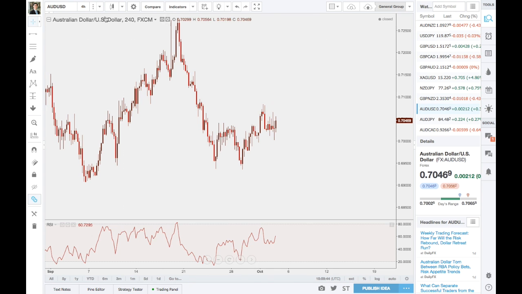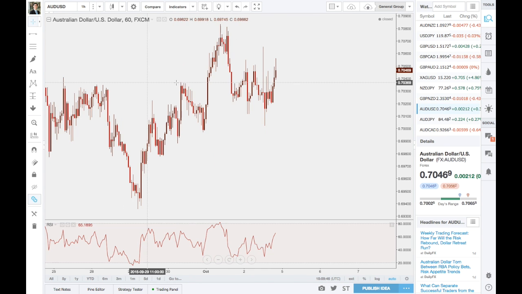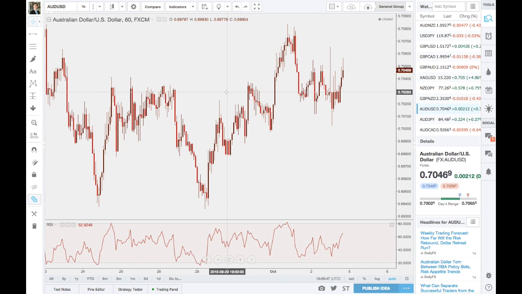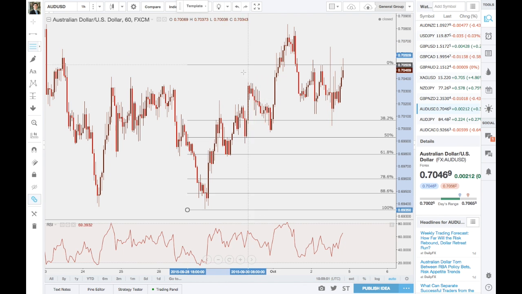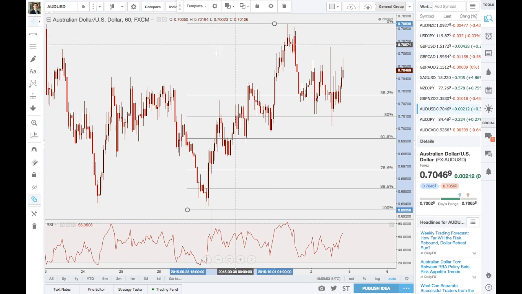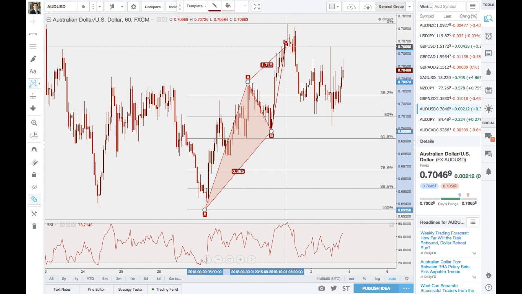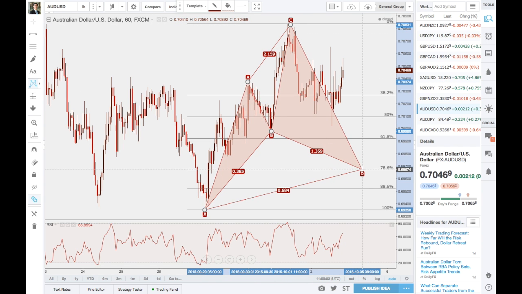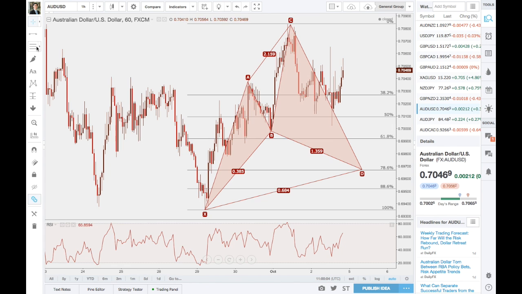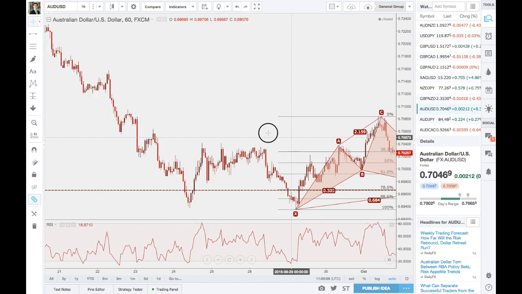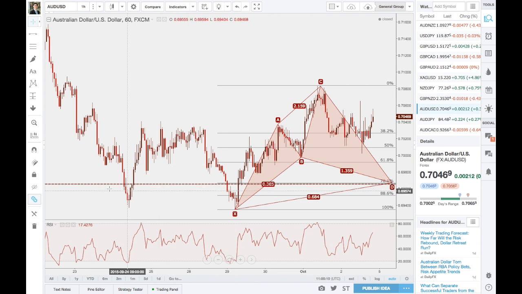If I drop it down to the hourly time frame, it will be clearer. Again, we pull the Fibonacci tool from the recent high to the recent low. What we had over here is a potential cipher pattern setting up, and the cipher pattern completes around the 786. Once again, if you drop in the horizontal tool, there's nothing much in terms of structure level, just the previous support level.